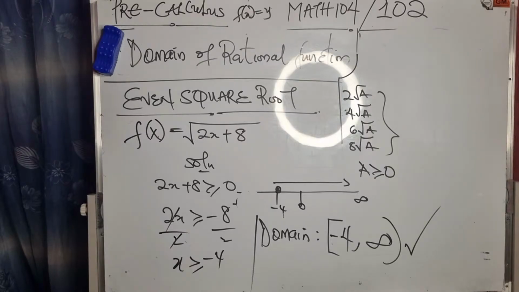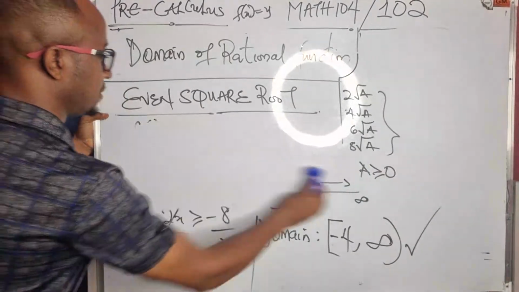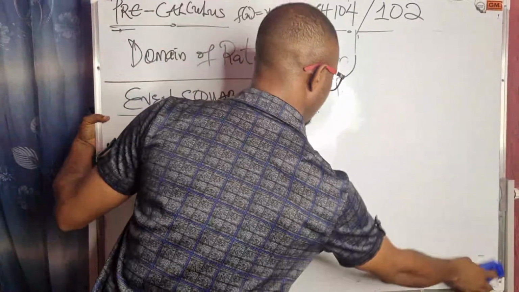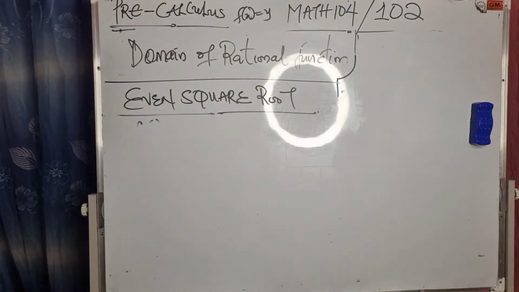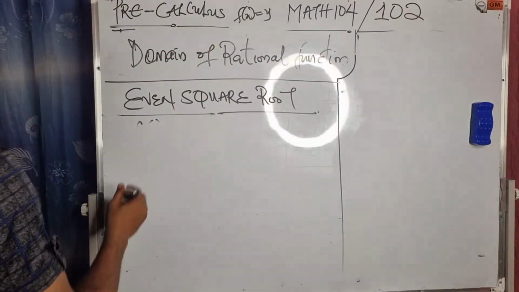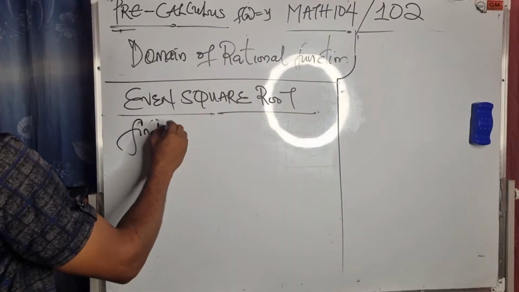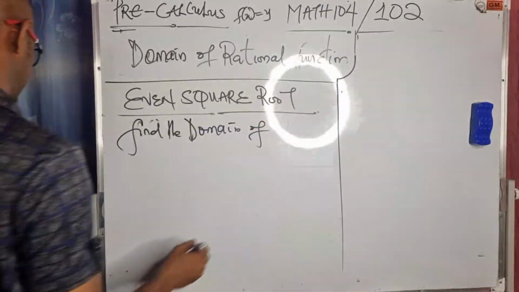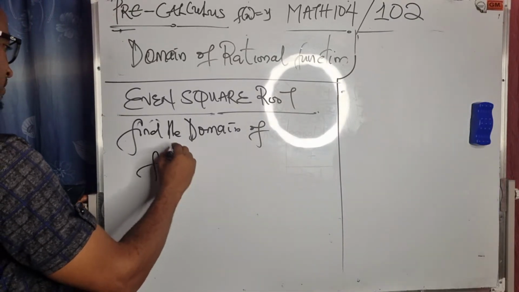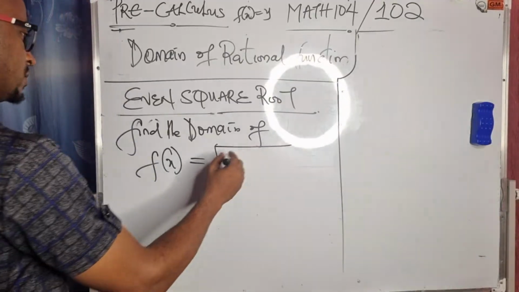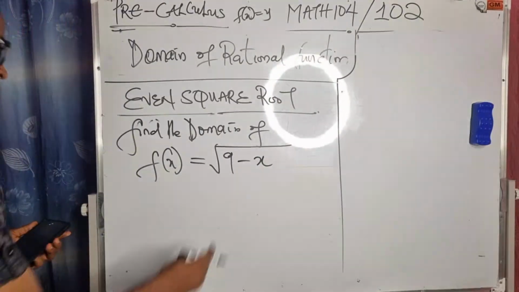Okay, so let's proceed. The next question we have here says, find the domain of f of x equals root 9 minus x.